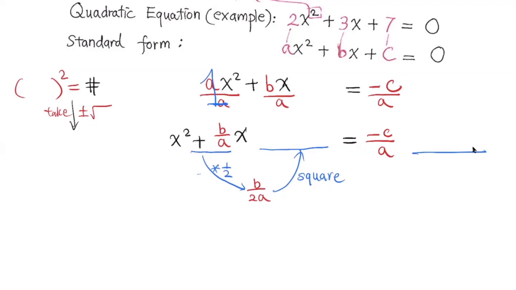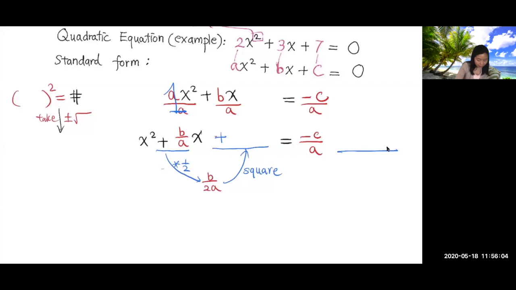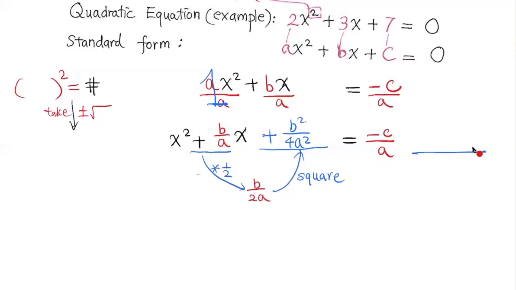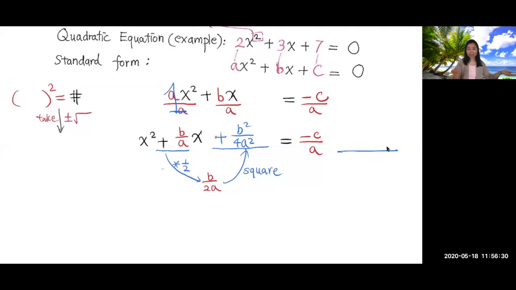So you need to add this b squared over 4a squared, because square this b, you get b squared, square the 2a, you get 4a squared. Now I'm going to ask you guys, if I add this to this side, do I need to add that on the other side also? Yes. You add on this side, you need to add on the other side to balance the equation. So you need to add b squared over 4a squared on this side also. So you add both sides.